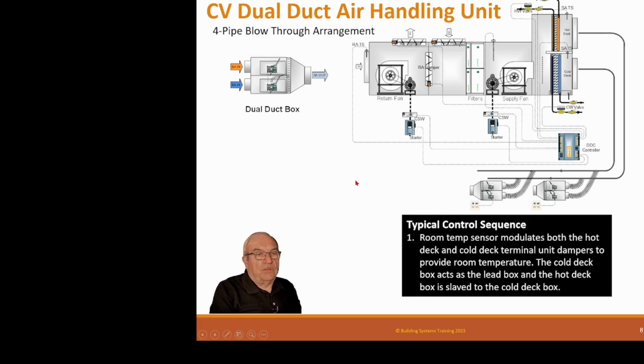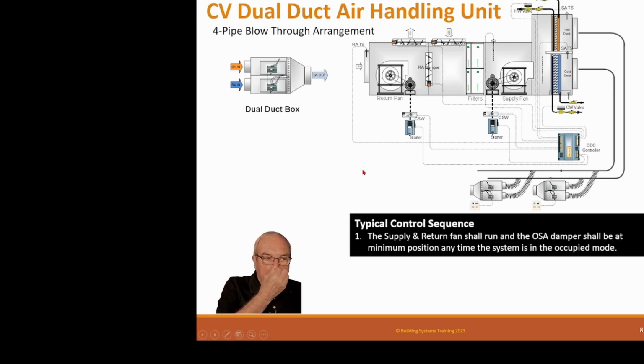So a typical control sequence for a dual duct unit is a room temperature sensor modulates both a hot deck and cold deck terminal unit damper to provide room temperature. The cold deck box acts as the lead box, and the hot deck box is slave to the cold box. It is kind of what I said there.